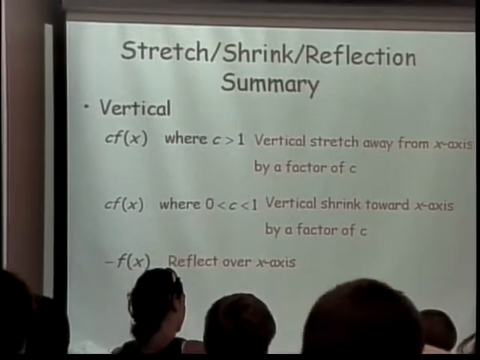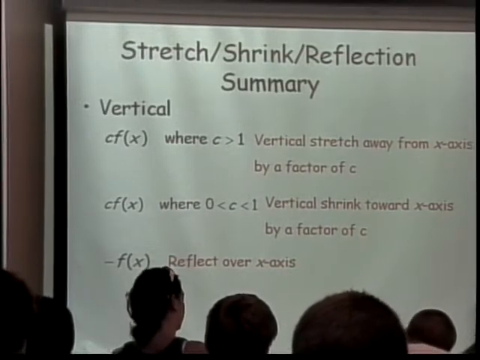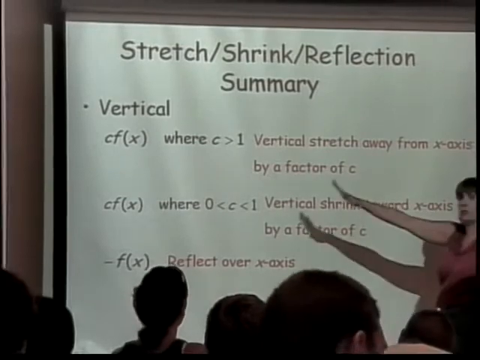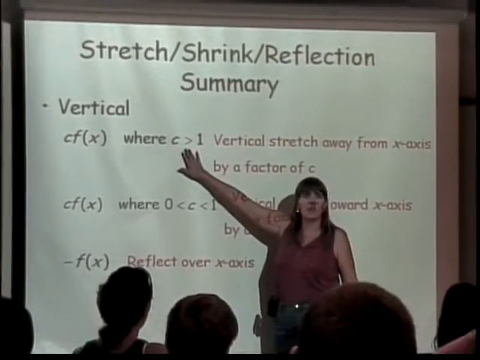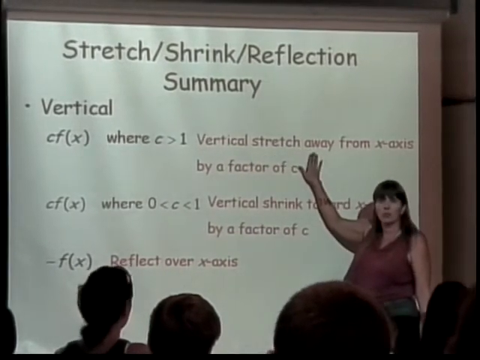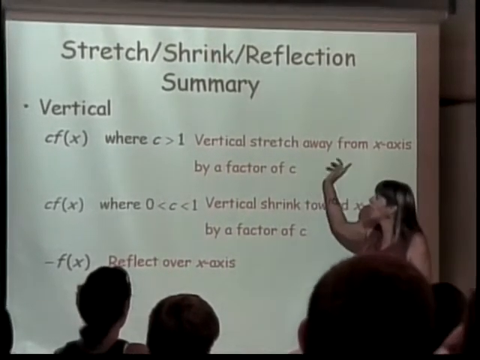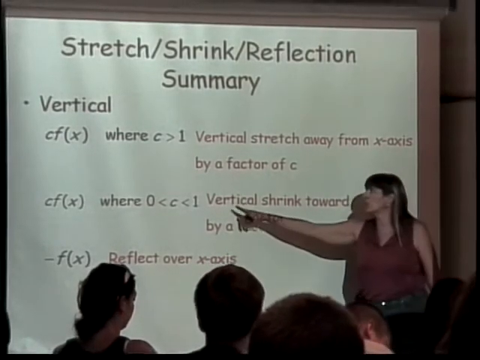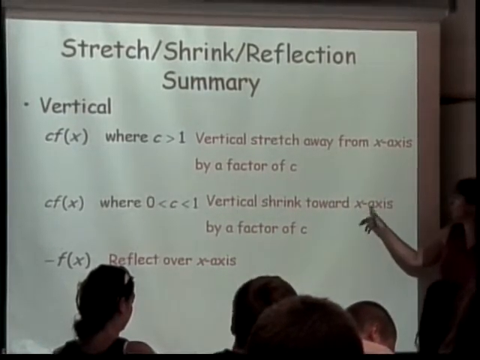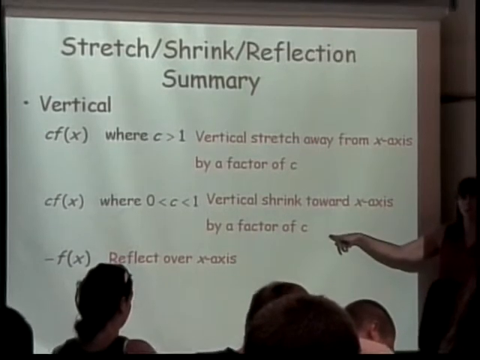Wrap up for the vertical stuff. When it's vertical, it's outside the function. If c is bigger than 1 and we multiply it by our function, then it's a vertical stretch away from the x-axis by a factor of c. If c is between 0 and 1, then it's a vertical shrink toward the x-axis by a factor of c.